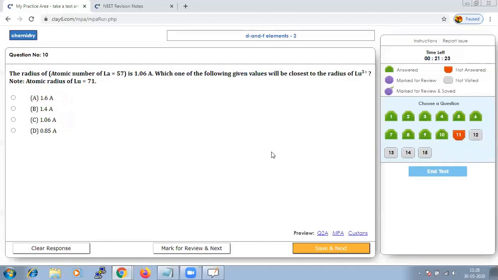The radius is 1.06. Which of the following given values will be closest to the Lu3+? The atomic number of Lu is 71.